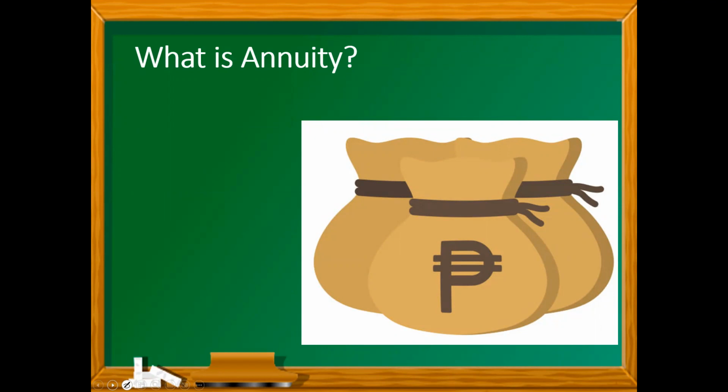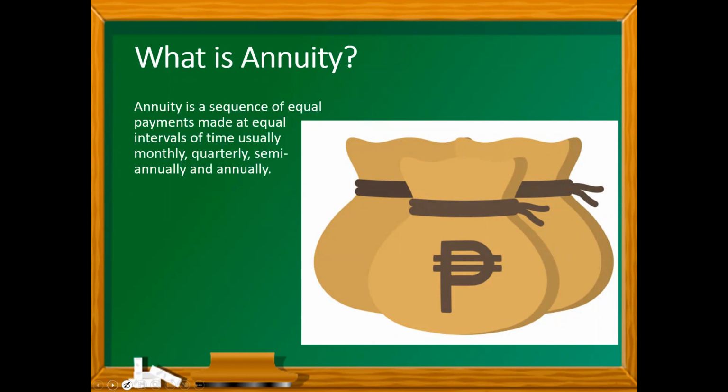What is annuity? Annuity is a sequence of equal payments made at equal intervals of time, usually monthly, quarterly, semi-annually, and annually. Annuities are a series of cash payments that are paid or received over time at regular intervals. Now, annuities can have equal or different amount payments, but they must occur regularly.